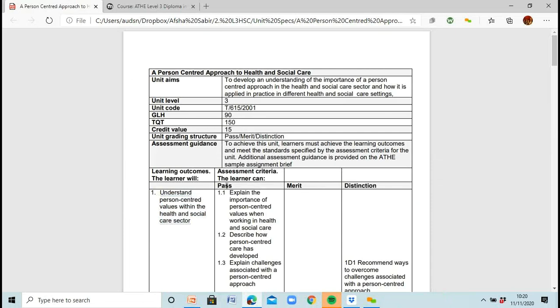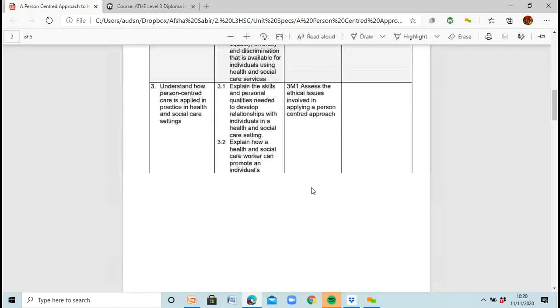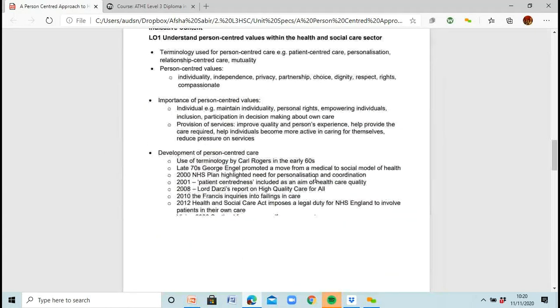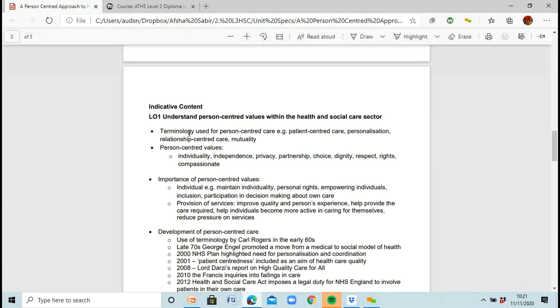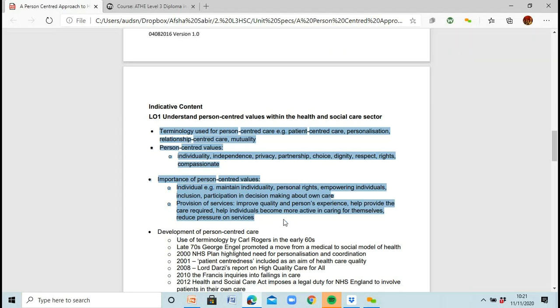Again, at the bottom of our specification sheet, I think, Arisa, you might have missed this because you had issues at the beginning. I just went over the spec sheet of what we're learning today and what we will be learning over the next few days. Towards the bottom is something called indicative content. Now this section here, where it says terminology and importance of person-centered values, answers 1.1. So from here to here, that shows you the points that you should include to answer 1.1.